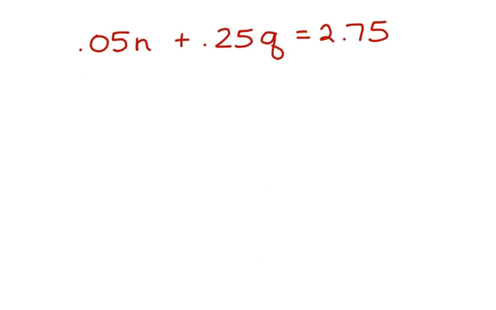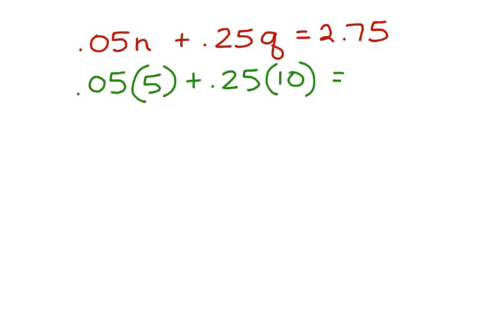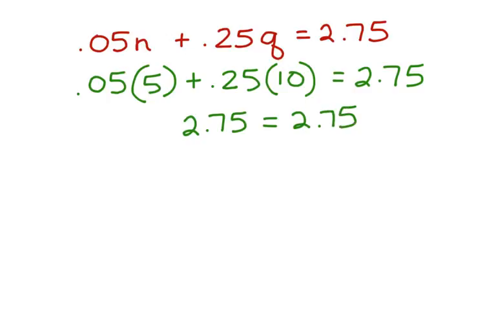Here's that original equation. Now, we just said that there were 5 nickels plus there were 10 quarters equals $2.75. And when we multiply this out and add, you will see that $2.75 is equal to $2.75. Our answer checks and our work is complete.